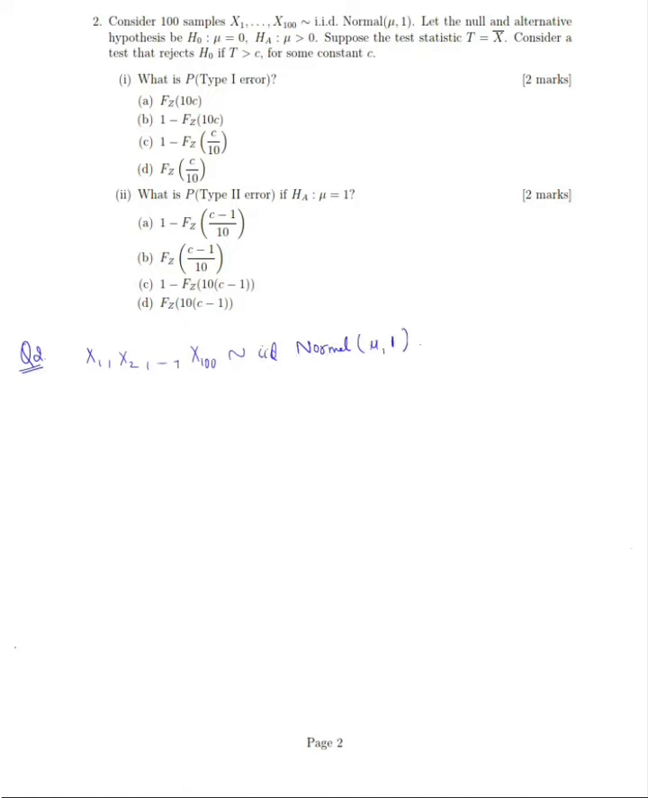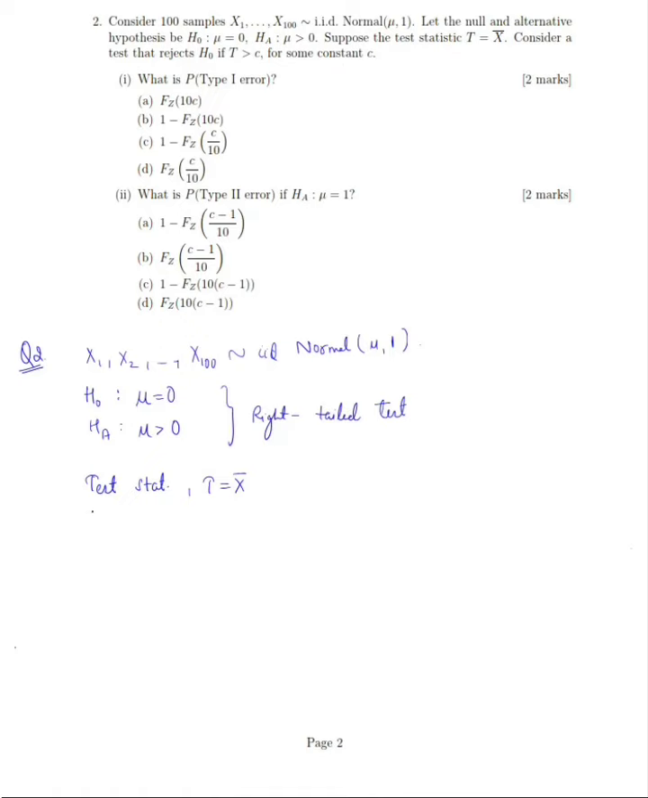The null hypothesis is defined as mu equals 0, and the alternative hypothesis is mu greater than 0. So this is basically our right tail test. Suppose the test statistic t equals x bar. Okay, so the test statistic is given to us. Consider a test that rejects H naught if t is greater than c for some constant c.